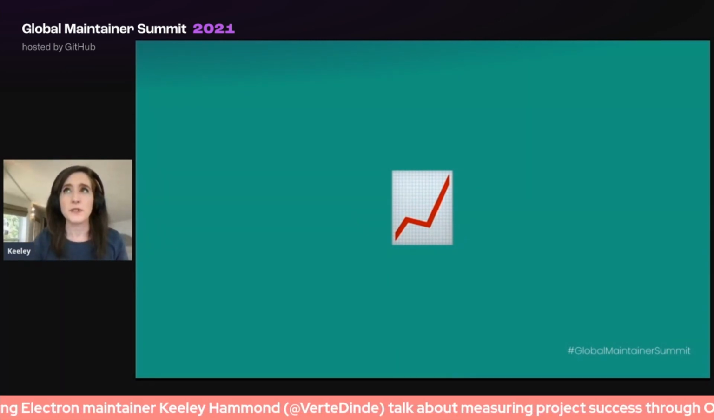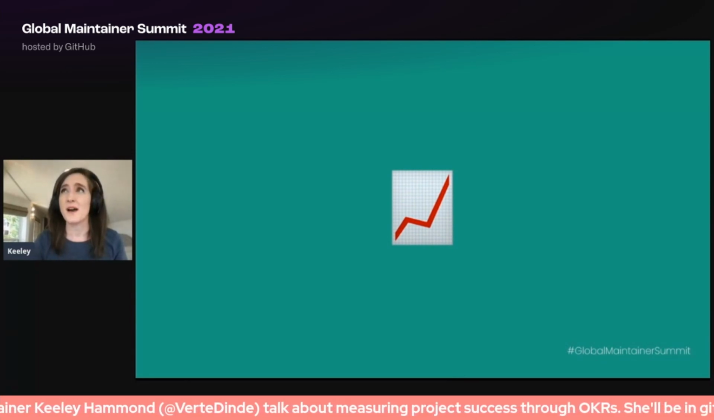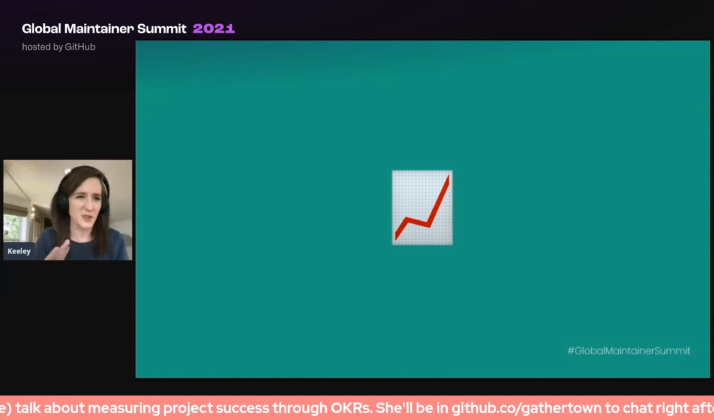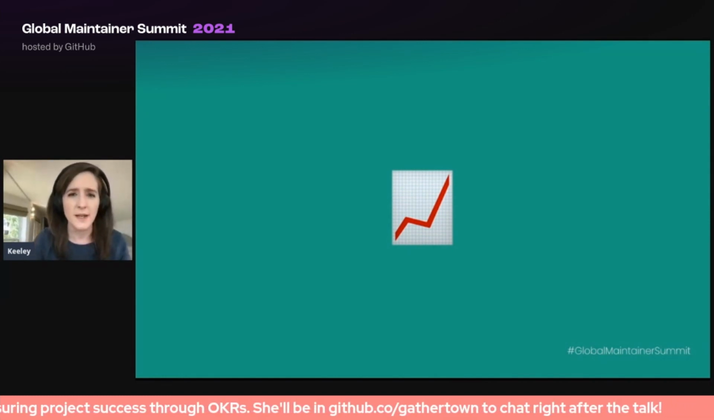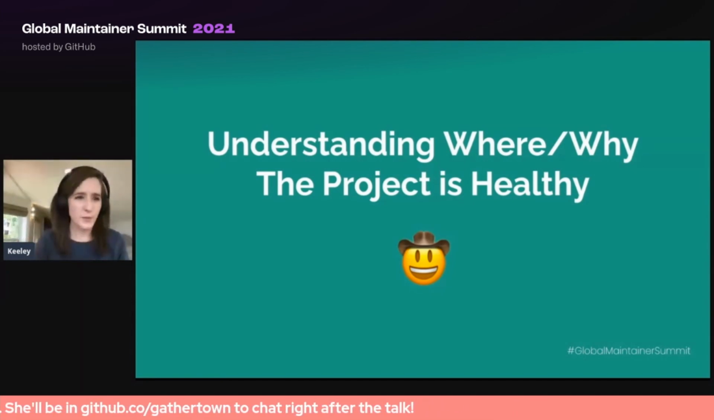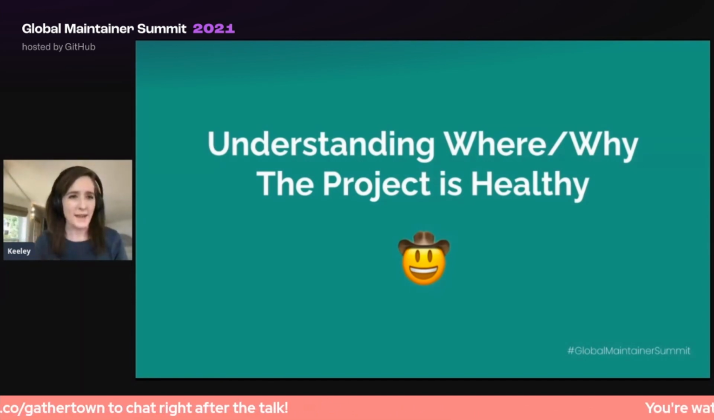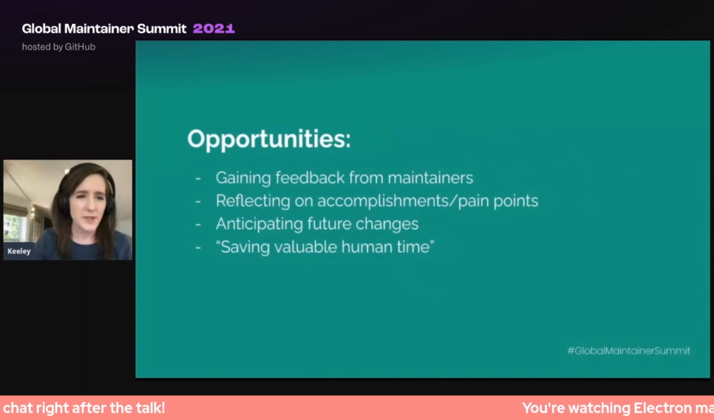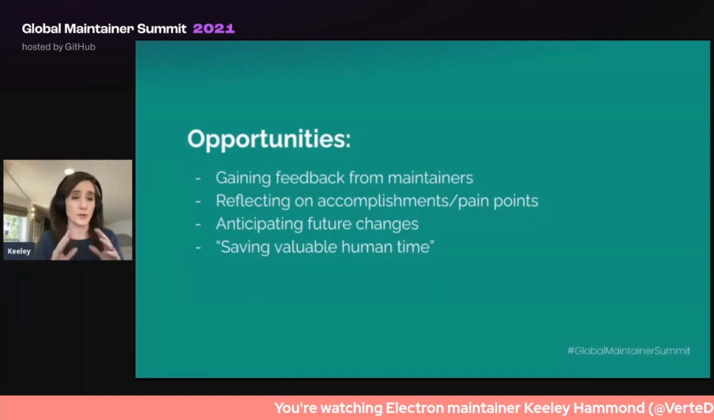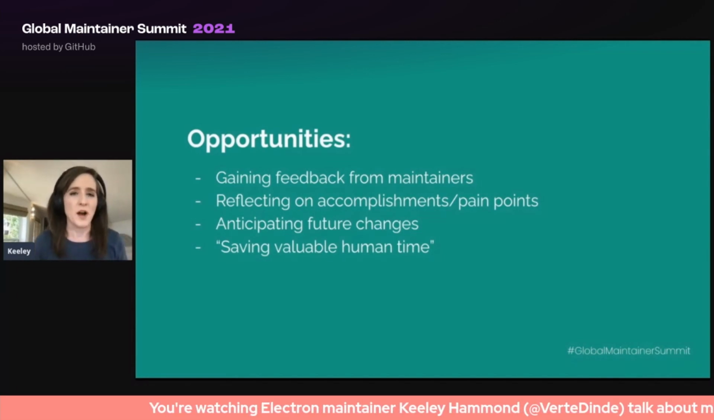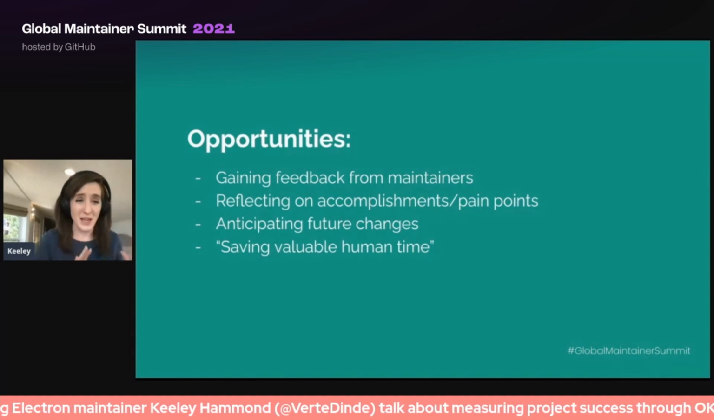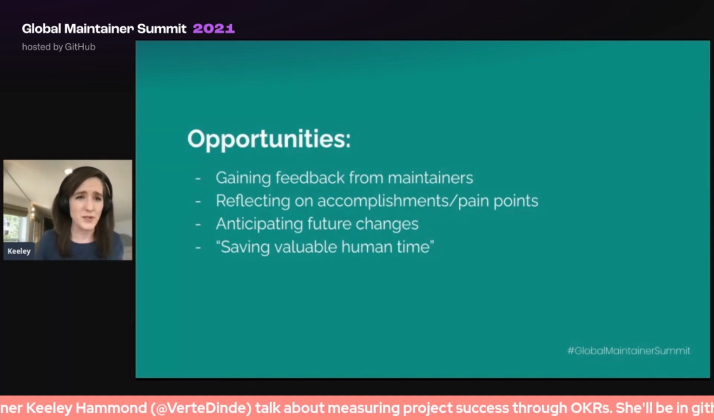But I think really the spirit behind OKRs or goals or whatever you want to use, we personally use OKRs, but I really think you can use any format you like, is just having a strong understanding of where your project is healthy and why that is. Some of the things that we really think about and opportunities we try to maximize when we're going through the process of setting OKRs are actually gaining feedback from our maintainers and contributors so we can spot maybe blind spots that we miss going through our day-to-day.